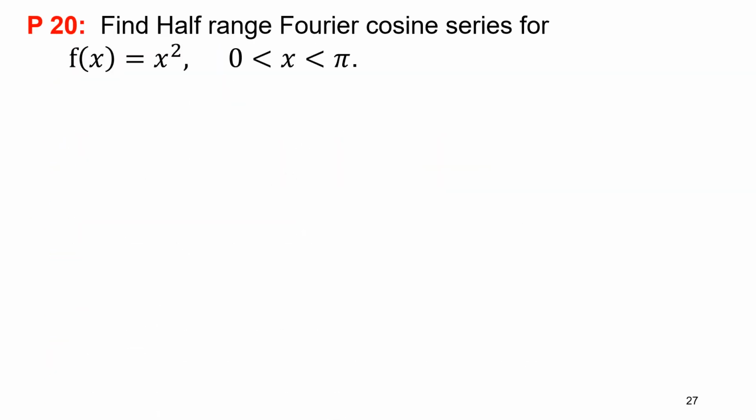Now we will move to another problem. Find the half-range Fourier cosine series for the function f x equal to x square defined in the interval 0 less than x less than pi.